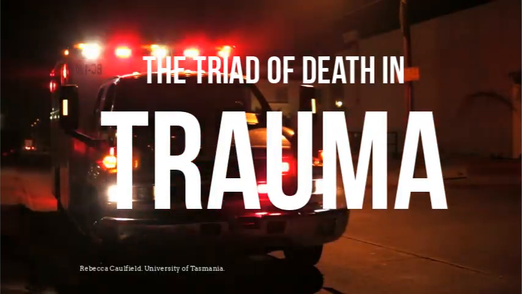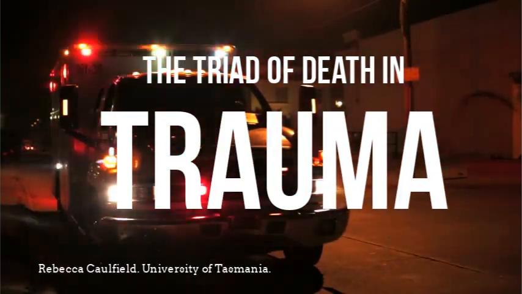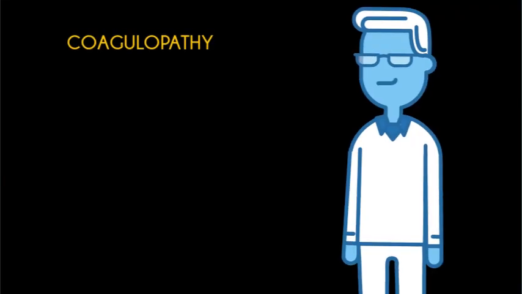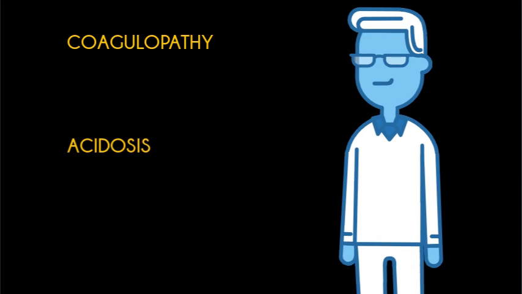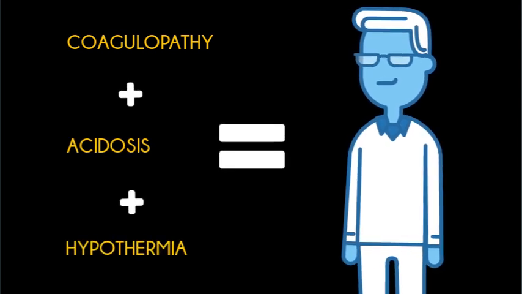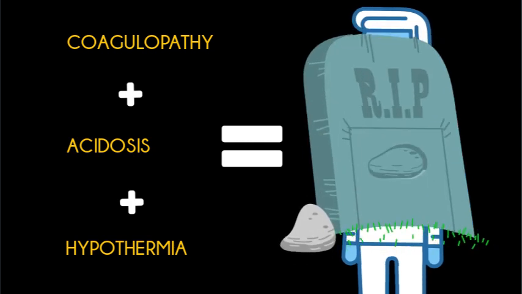Hi everybody, today I'm going to give a quick overview of the triad of death in trauma. So firstly we have coagulopathy, then acidosis and hypothermia, which together increase the risk of death or serious injury to the patient.